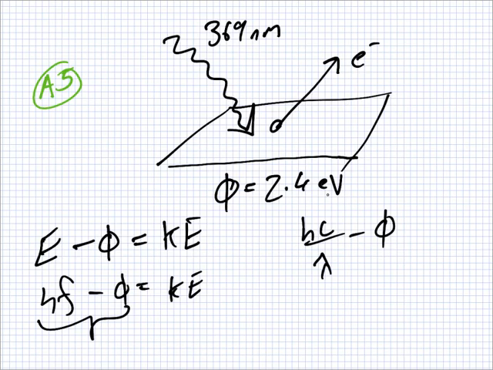So, constant number 6 times constant number 28 over wavelength of 369 nano minus a work function of 2.4. Now, do they want it in joules or electron volts? In joules. So the answer is, from here, 1.538 times 10 to the minus 19 joules.